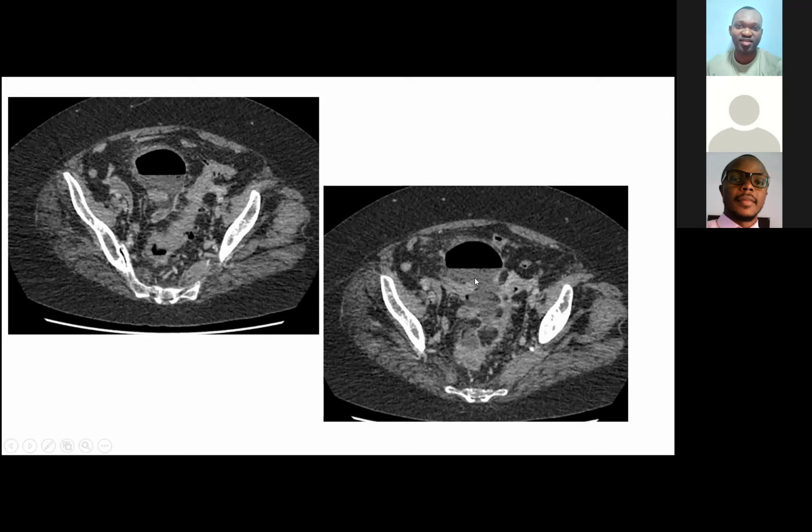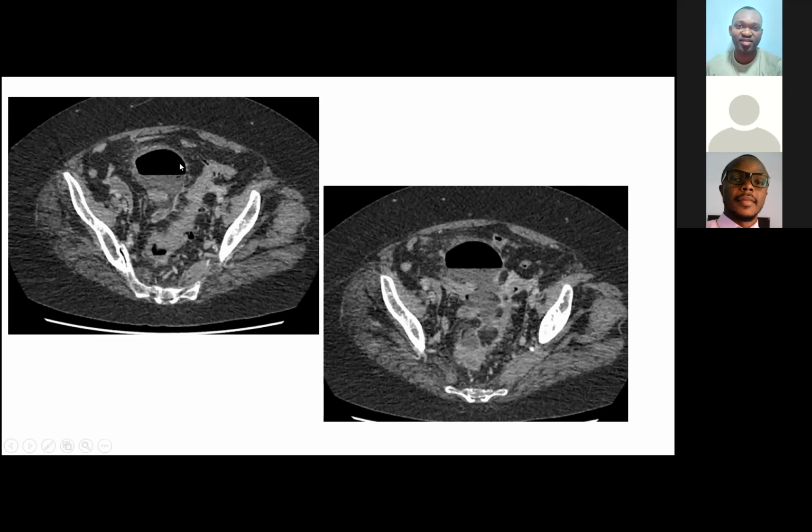There's a mixed density of lesion around there. Okay, so what do you think is the diagnosis then? So I think this patient has got localized acute diverticulitis with localized perforation. Good, excellent. Yeah, that's exactly correct. This is diverticulitis with a local perforation.